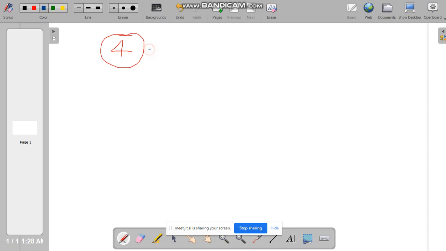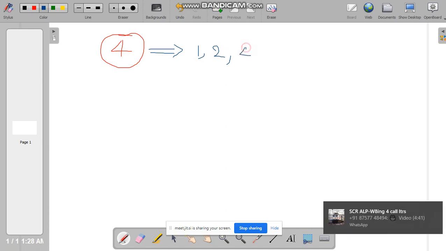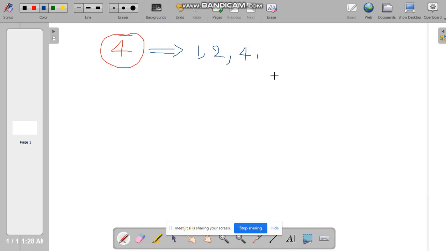4. Now, can you tell me that in one table 4 comes or not? Yes. In two table, in three table, in four table, in five table, in six table.